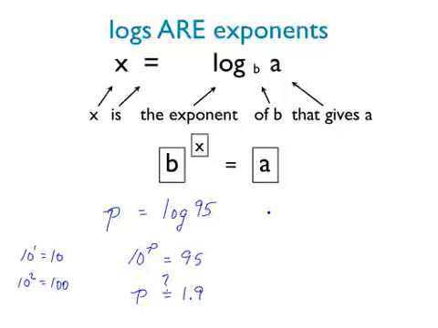Okay, now let's find it. So now this is one that's just built into your calculator, right? So if there's nothing there, it means base 10. What is it? 1.97. Give me one more decimal place. Do I have it right? 1.977 is the exponent of 10 that gives 95. That's what log 95 is. The exponent of 10 that would give you 95.